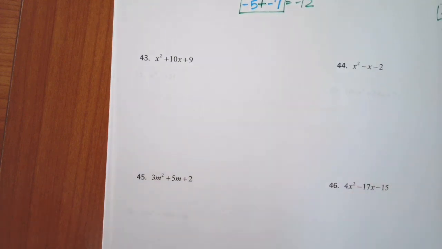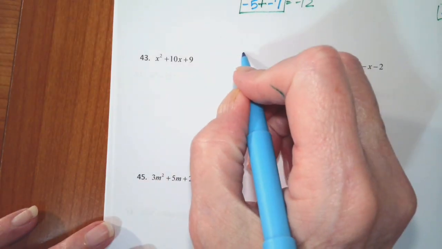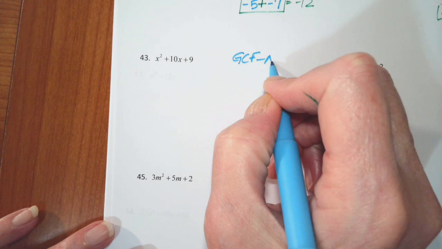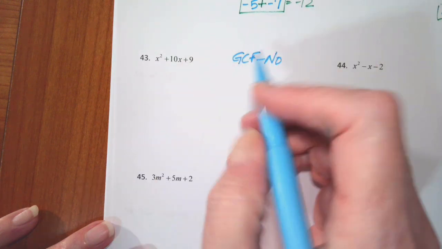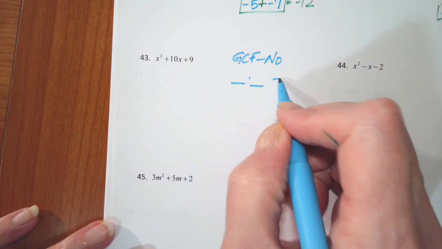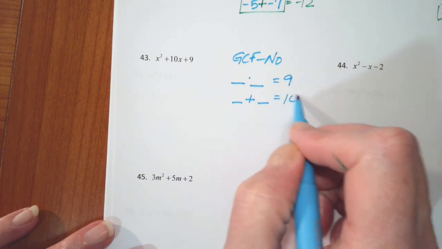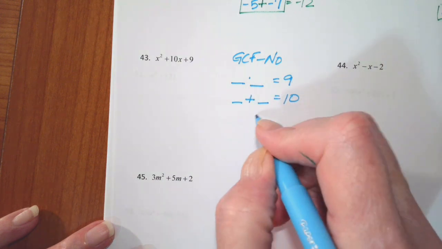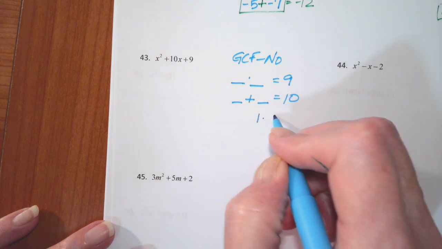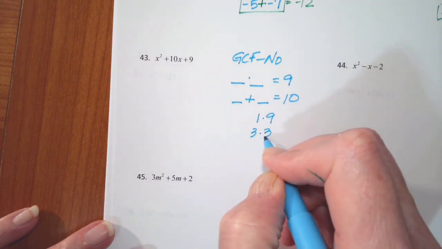Okay, x squared plus 10x plus 9. Again, I look for a GCF. There isn't one. Lead coefficient is 1. So I'm looking for 2 numbers that multiply to equal 9 and add to equal 10. Well, the factor pairs of 9, and everything's positive. So I have 1 times 9 and 3 times 3.